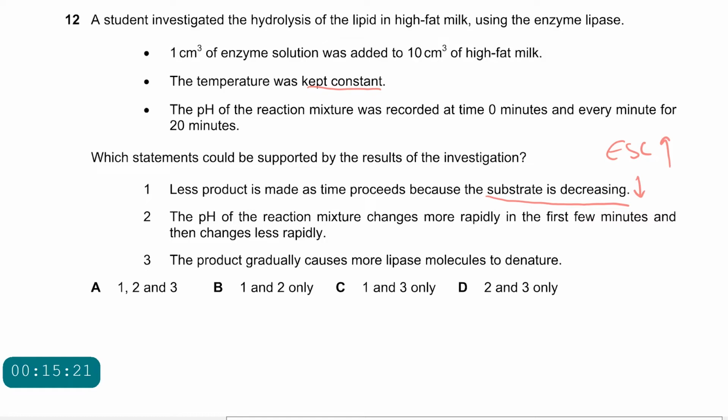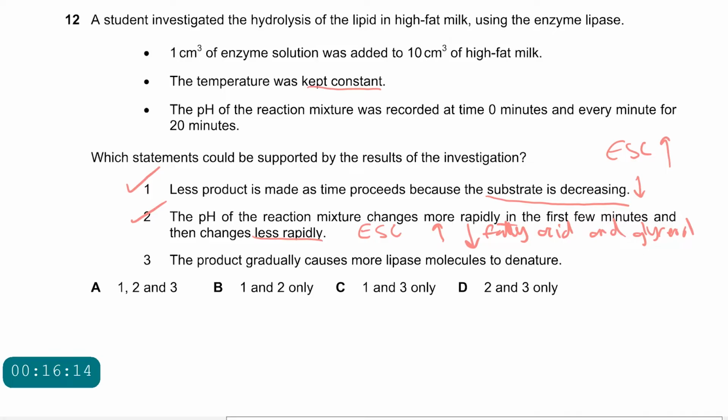Number 2, the pH of the reaction mixture changes more rapidly in the first few minutes and then changes less rapidly. Why? Because at the start the rate of the reaction is really high because there are a lot of substrate molecules and a lot of enzyme substrate complexes. Therefore, there's a higher rate of reaction at the start. Therefore, the pH changes more rapidly. Fats are hydrolyzed to fatty acids and glycerol. We all know that fatty acids have a low pH, therefore the pH changes more rapidly. And this is correct.